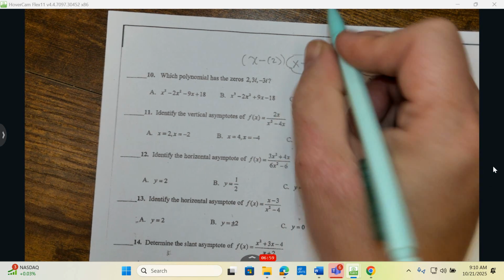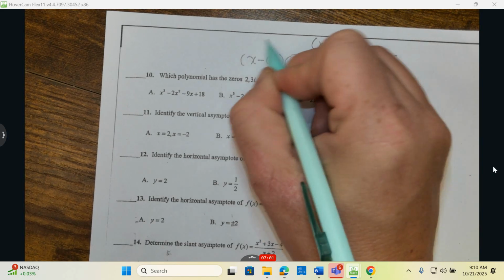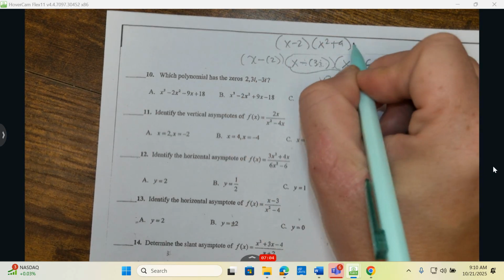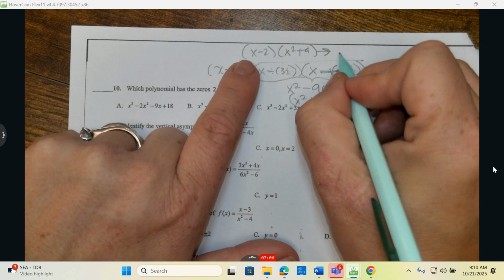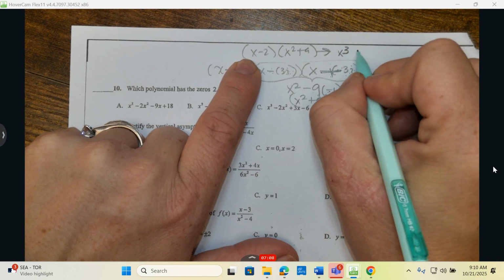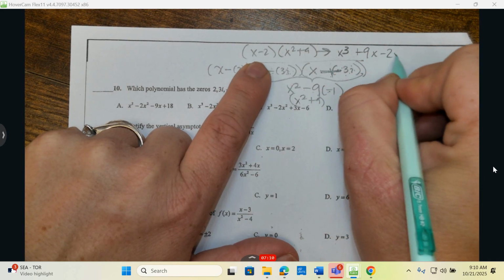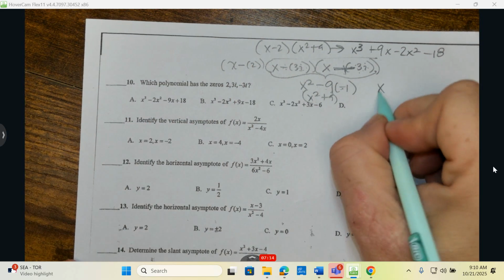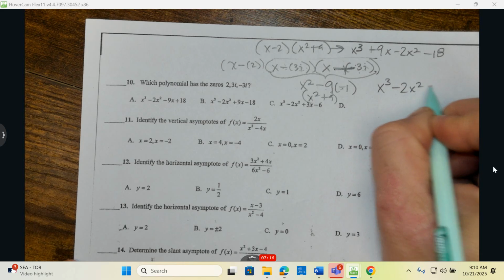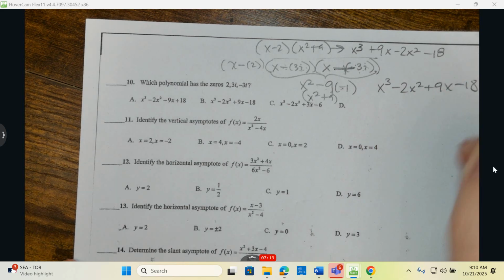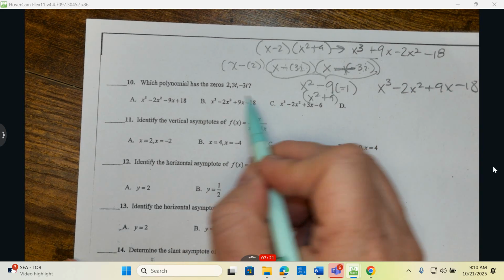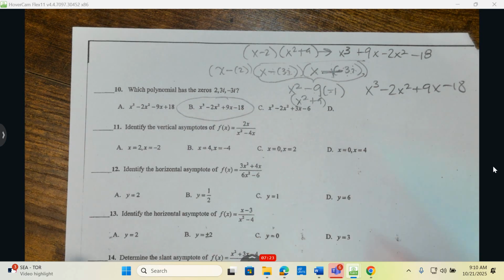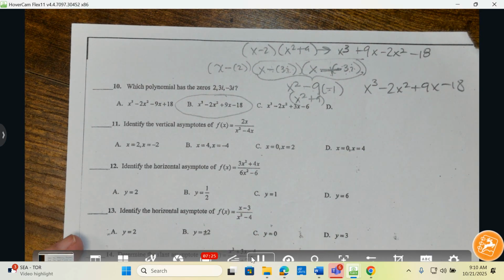So this portion is x squared plus 9, and I still need to multiply by x minus 2. I'm going to FOIL that right now. Front, outside, inside, and last. And when we write it in standard form, x cubed minus 2x squared plus 9x minus 18. And this would be the correct answer, option B.